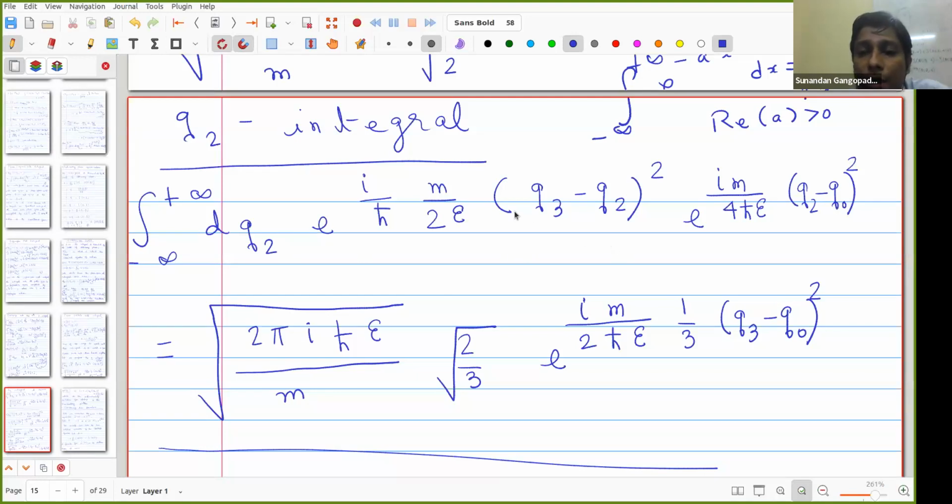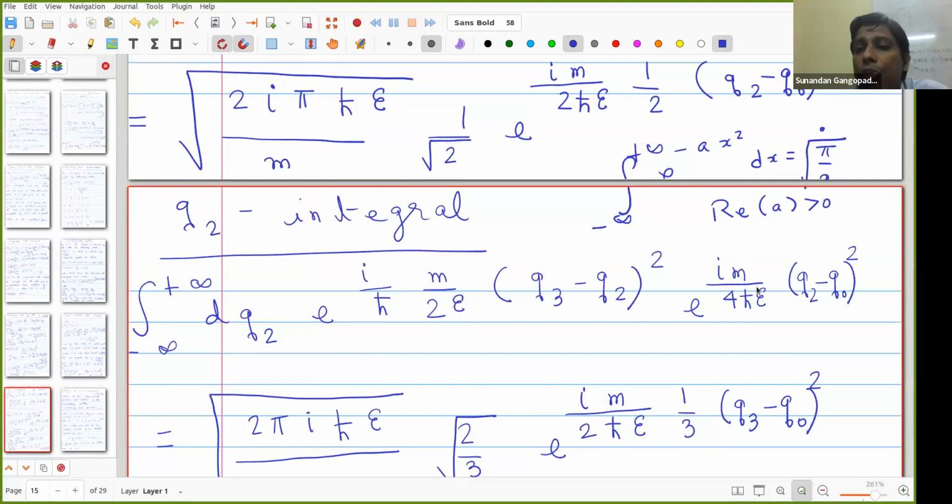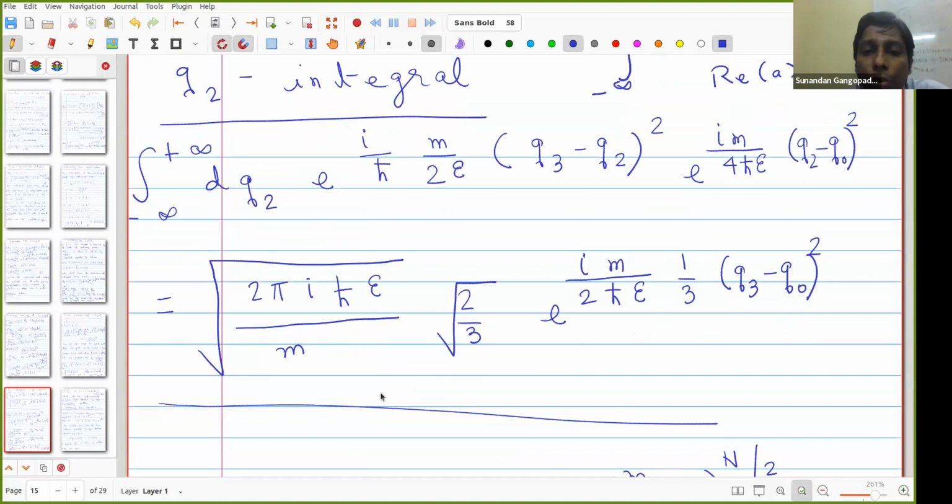What you need to do is just expand this out, complete the square, and apply this Gaussian integral result. If you do that, this is a very simple exercise. If you get stuck, you can ask me. I can show you in detail, but this is a very simple thing to do. Please check it. And if you do it, you will get the following result.